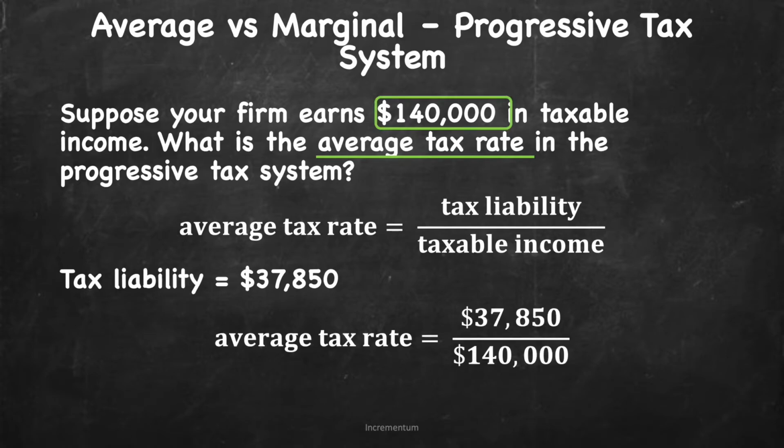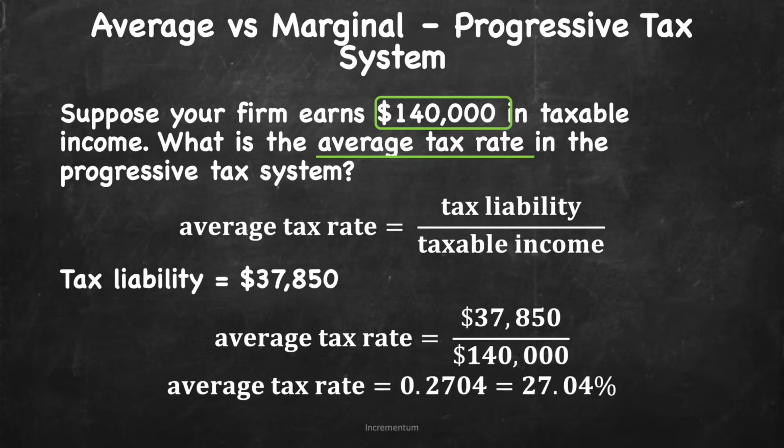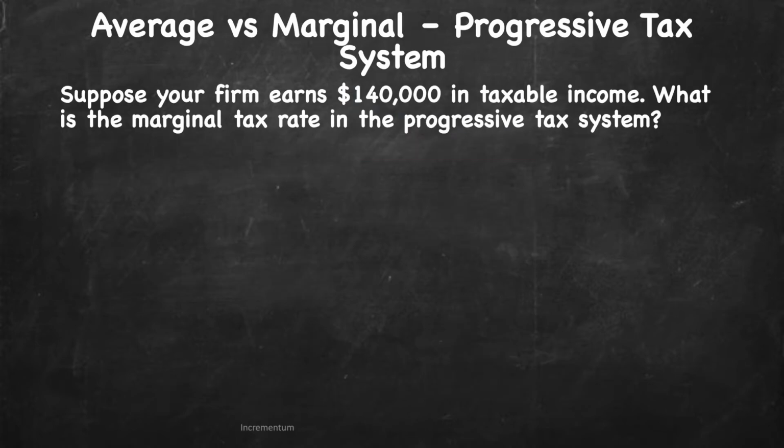So if we divide our tax liability of $37,850 by our taxable income of $140,000, that comes to 0.2704. That gives us 27.04% as our average tax rate. Now let's calculate our marginal tax rate. Suppose your firm earns $140,000 in taxable income. What is the marginal tax rate in the progressive tax system?